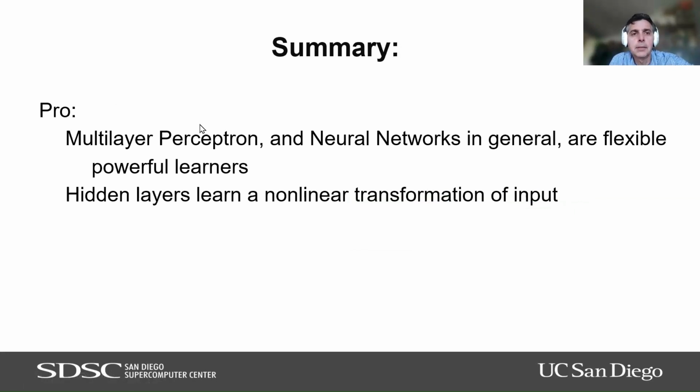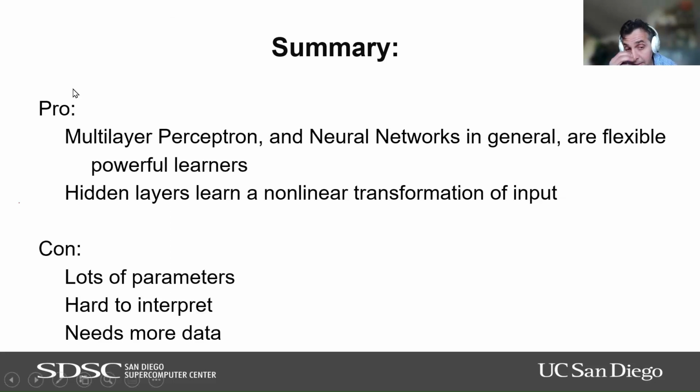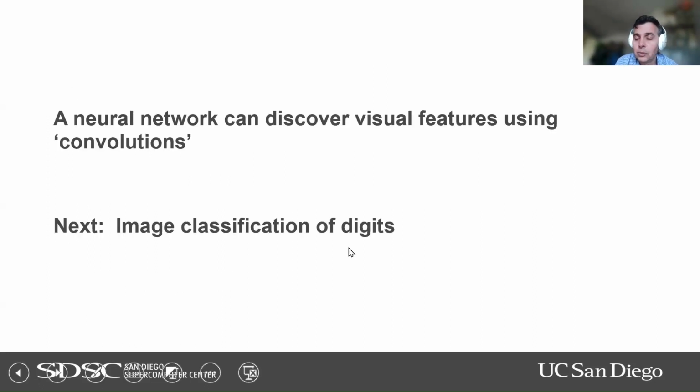Okay. So in summary, neural networks are in general flexible, powerful learners. Hidden layers are doing some kind of nonlinear transformation of the input. But the bad side is that it takes lots of parameters. Sometimes it's hard to interpret, and typically compared to other machine learning models, you need more data. But if you have your data, you can do a lot of useful things.